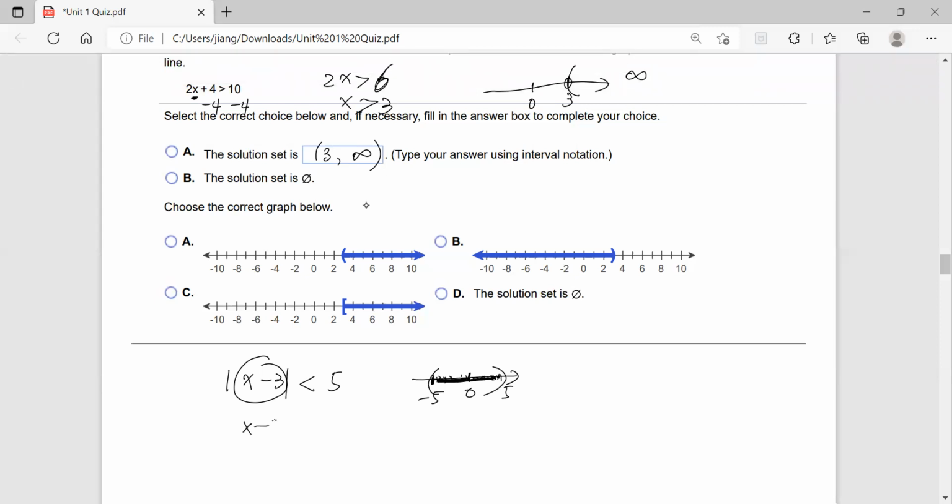So x minus 3 must be in the interval -5 and +5, and we solve this inequality by adding 3. So x is greater than, here add 3 is -2, and then here add 3 is +8. So the interval is from -2 to 8. So this must be parentheses.